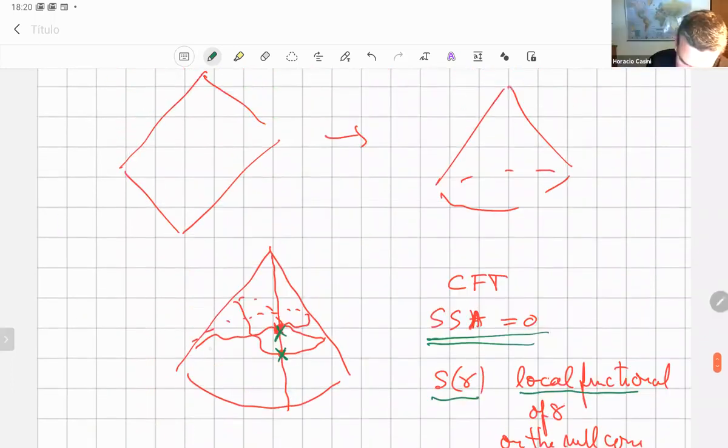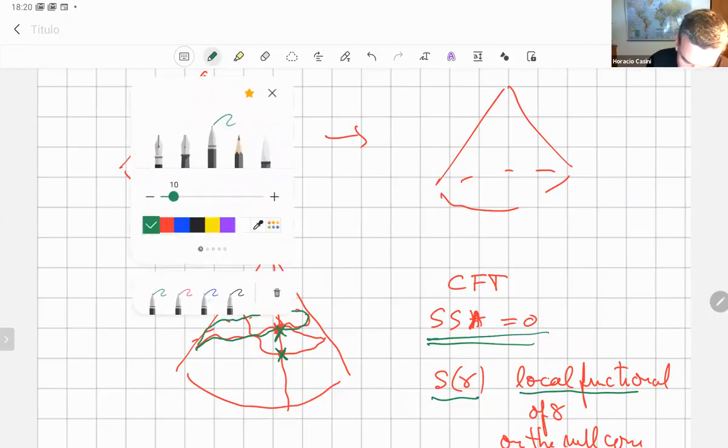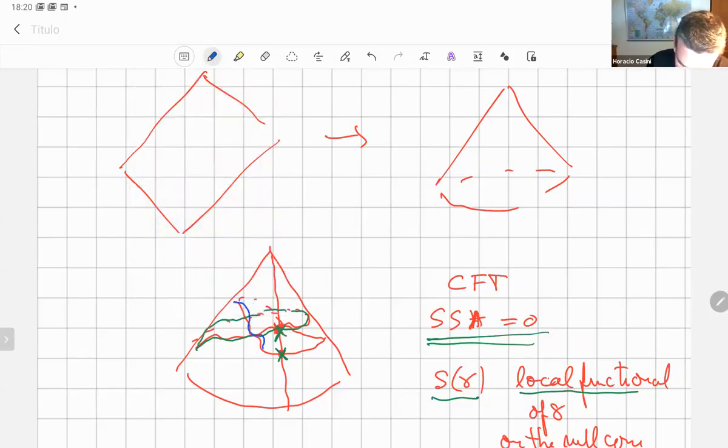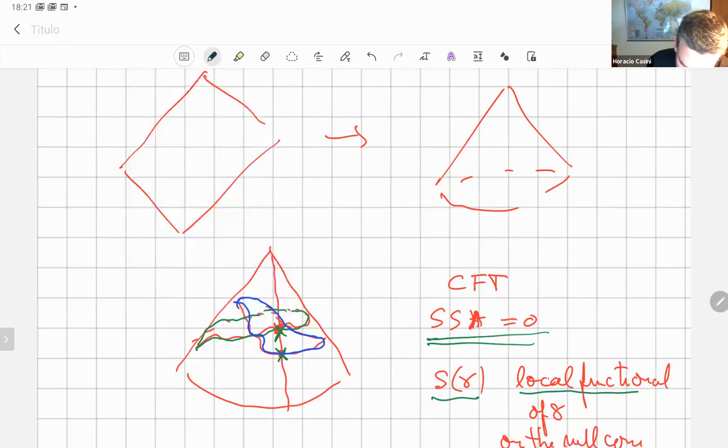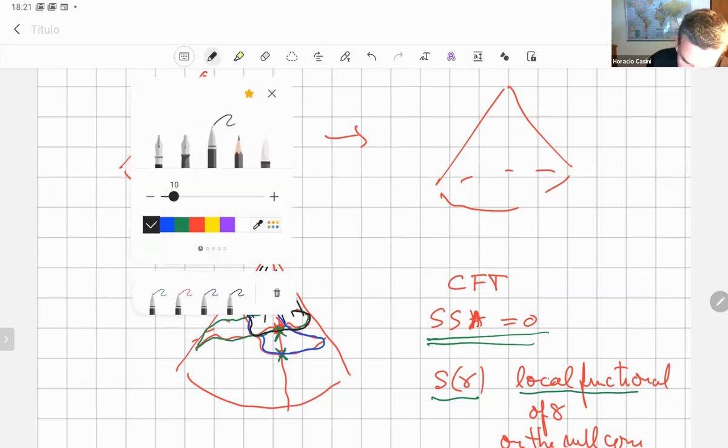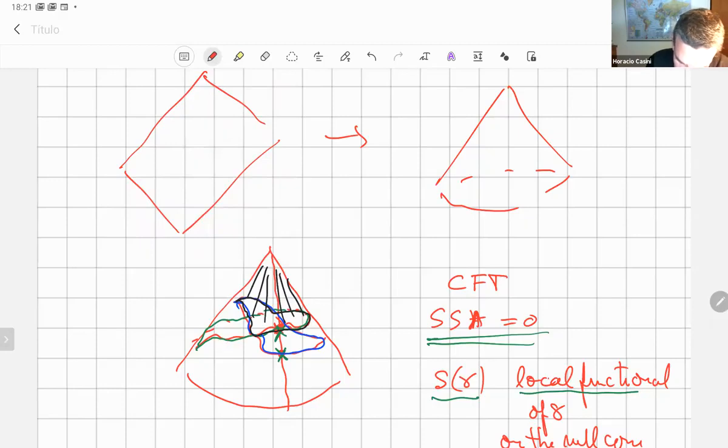Okay, so let me draw this. This is A, let's say. This is B. And then the intersection will be this region. So this is the intersection. And for the union, you can describe your regions by just a boundary.